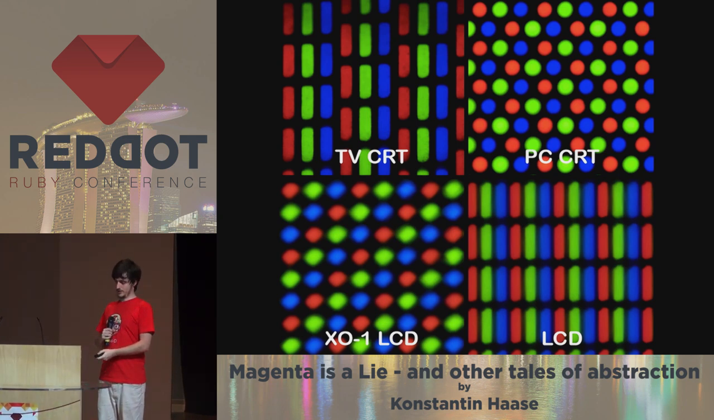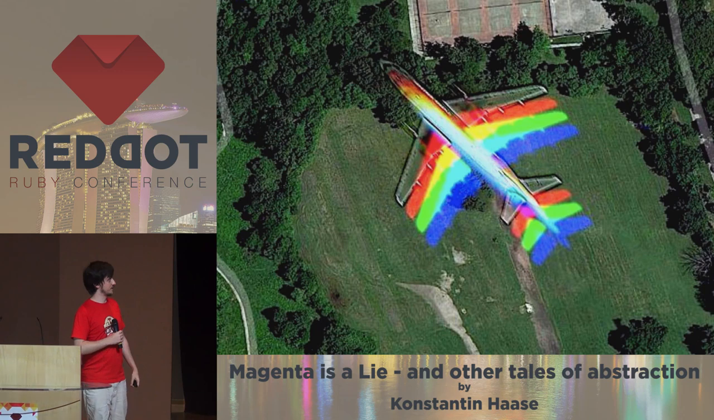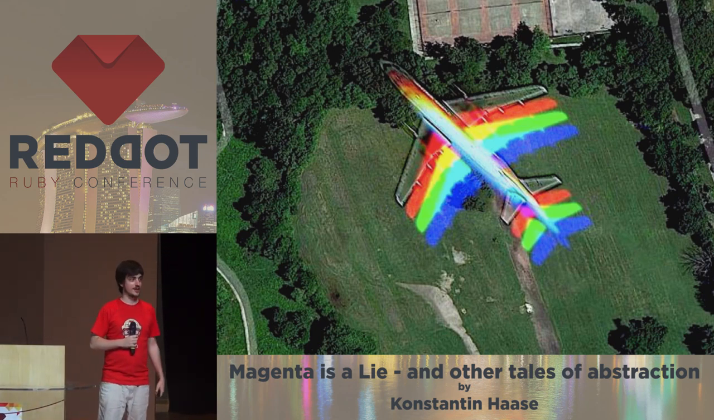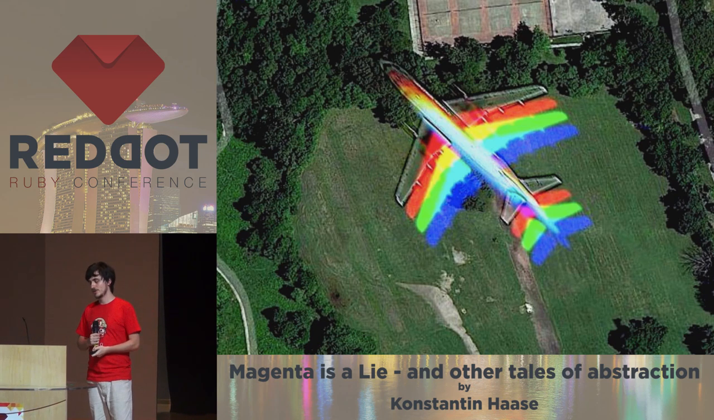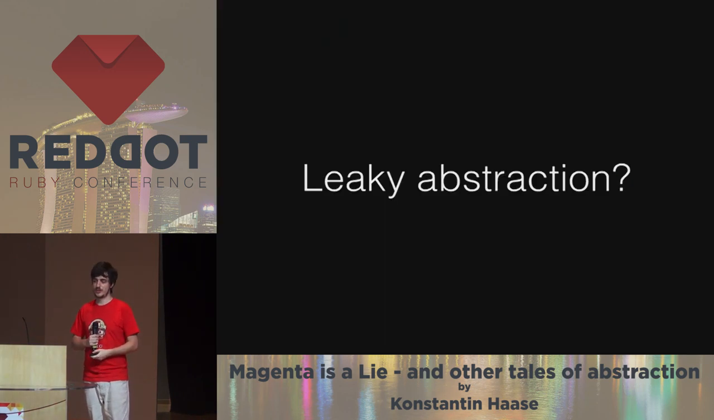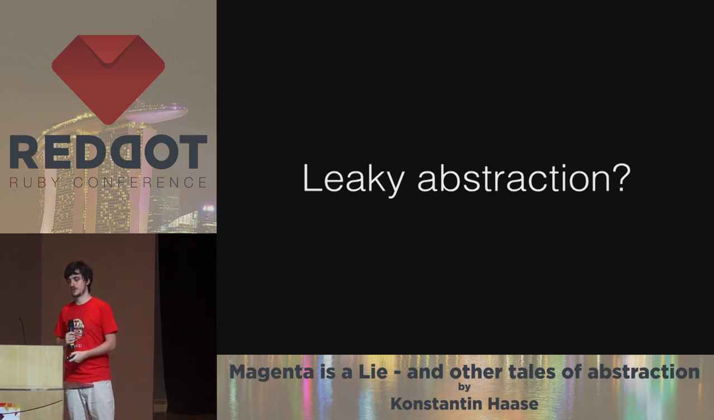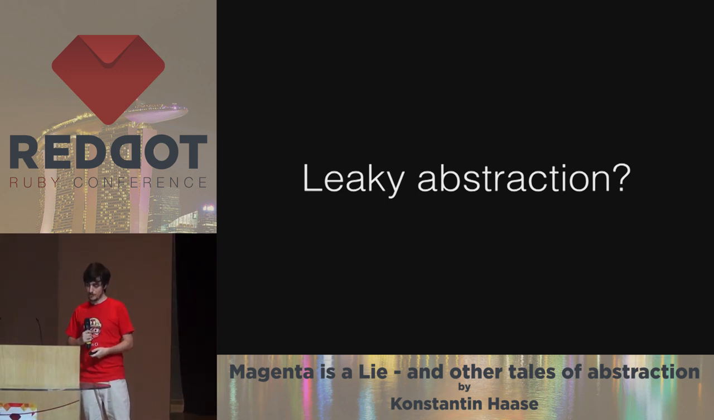Interestingly, if a satellite takes a picture, it actually takes three pictures shortly after each other for the different colors, and then planes move too fast, and you get a picture like this. So you could argue this is a leaky abstraction. A lot of information is actually lost from the original light source.